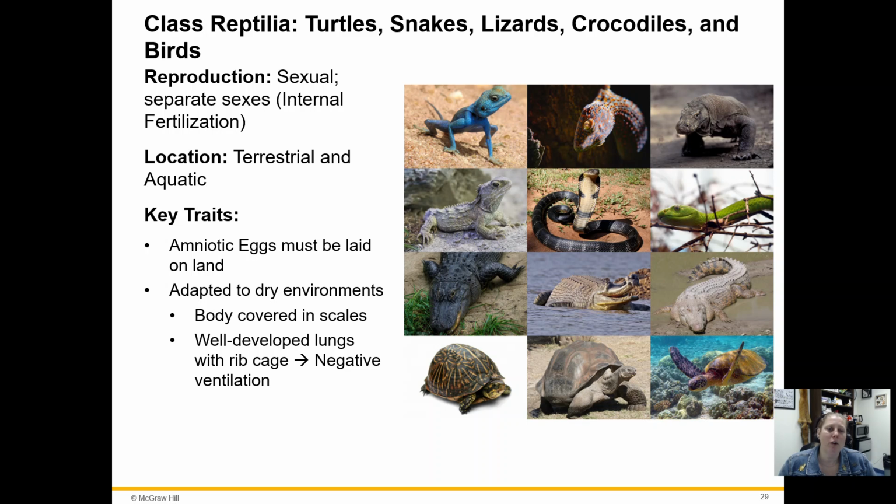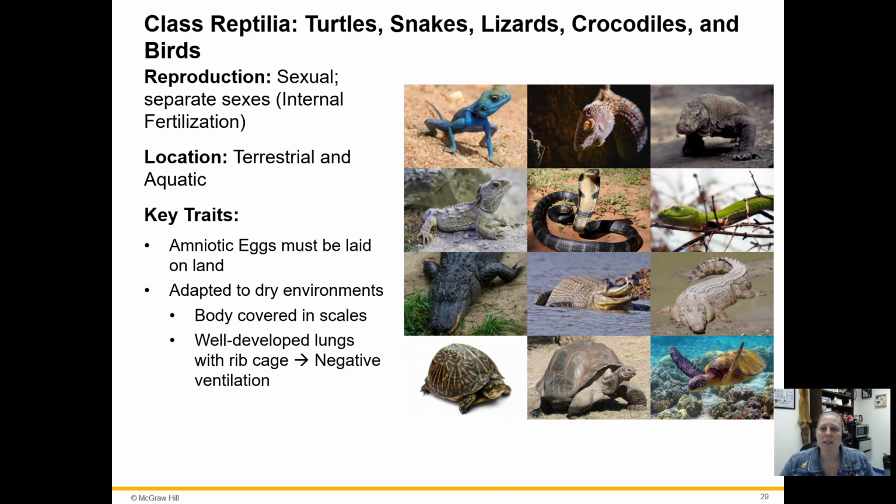But what makes this group really well adapted to living in dry environments, including deserts? We see a lot of reptiles in desert environments, is that they have internal fertilization and the development of something called an amniotic egg.